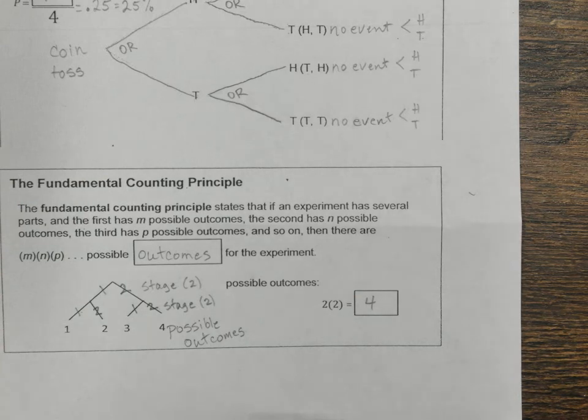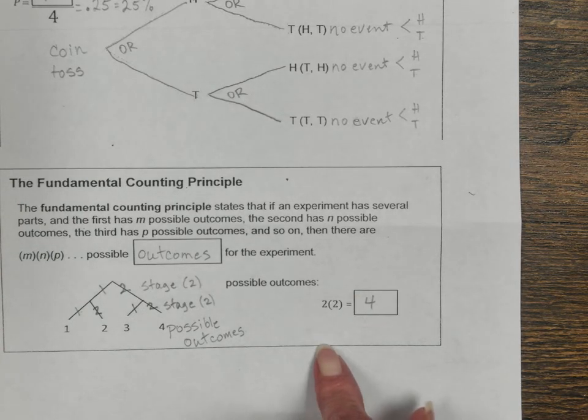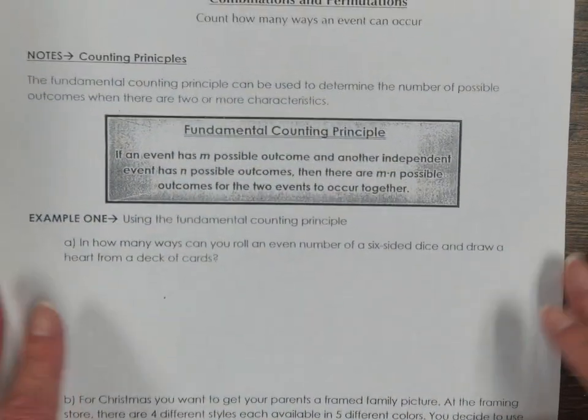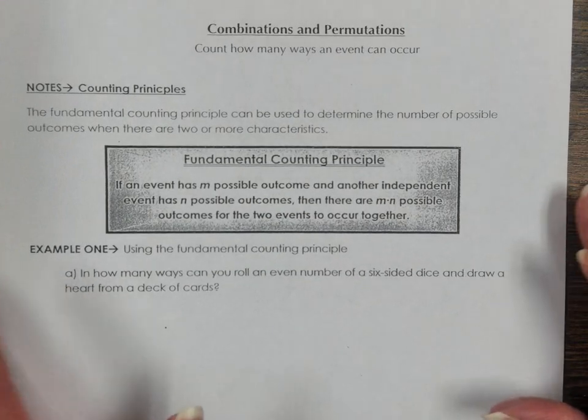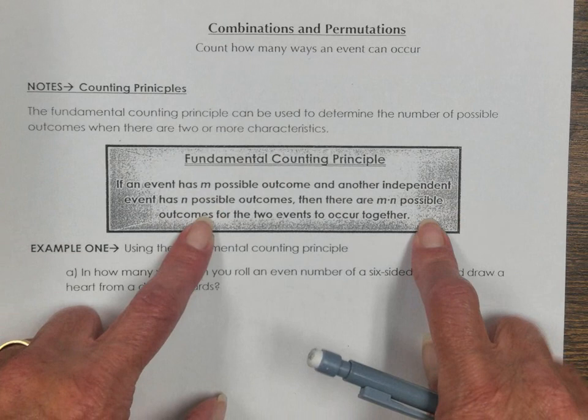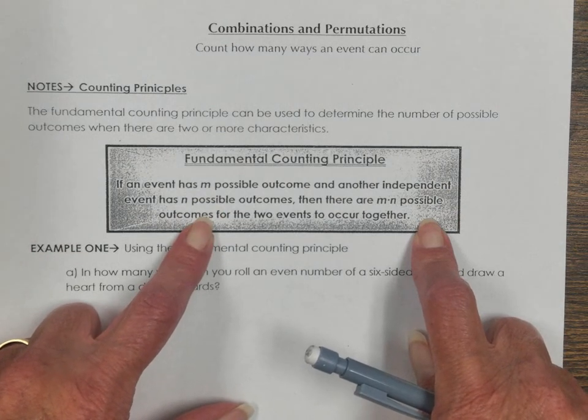And that, I think, is as far as I want to get on this one. So we're going to turn the page, and we are going to look at the page titled Combinations and Permutations. Or, how many ways can an event occur? And again, we start off with that fundamental counting principle.